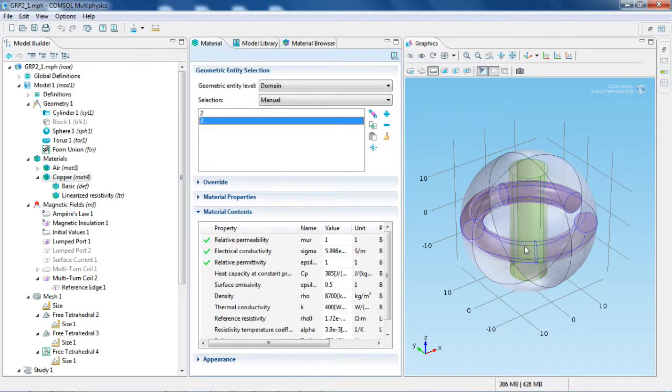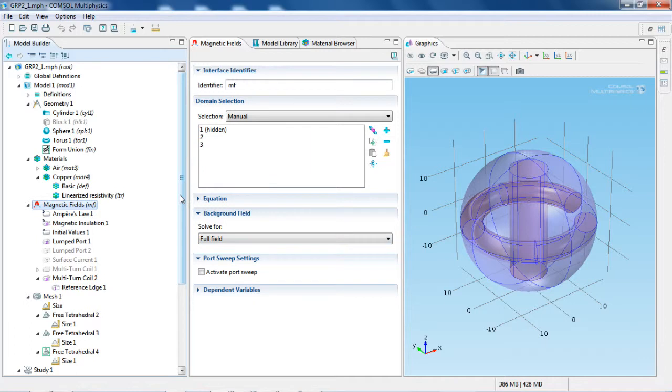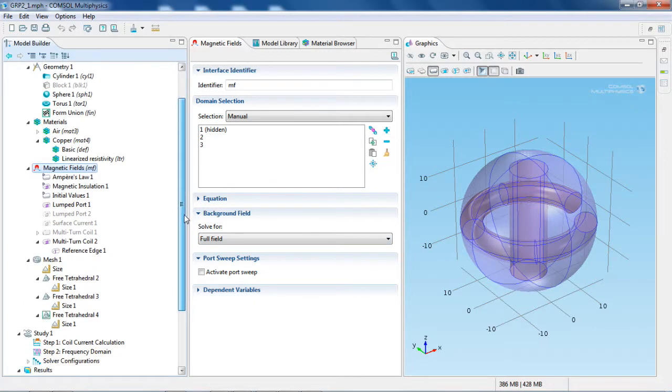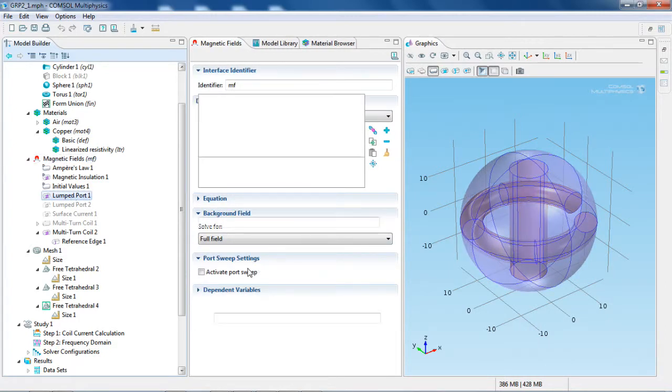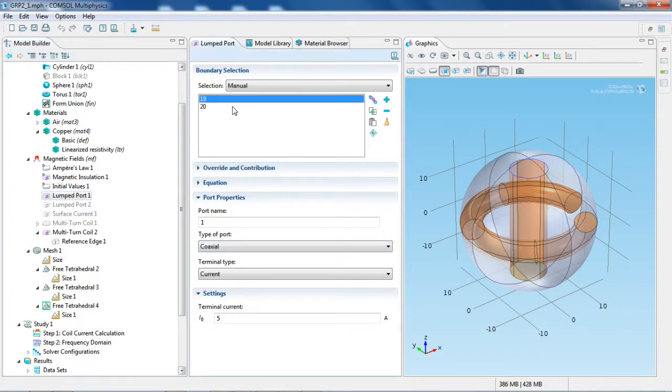The magnetic field study was selected to simulate the Rogowski coil, since the principle of its operation is based on Faraday's and Ampere's law. A lump port was used to set up a current in the conductor. The type of port selected was coaxial, whilst a current of 5 amps was set through the conductor.